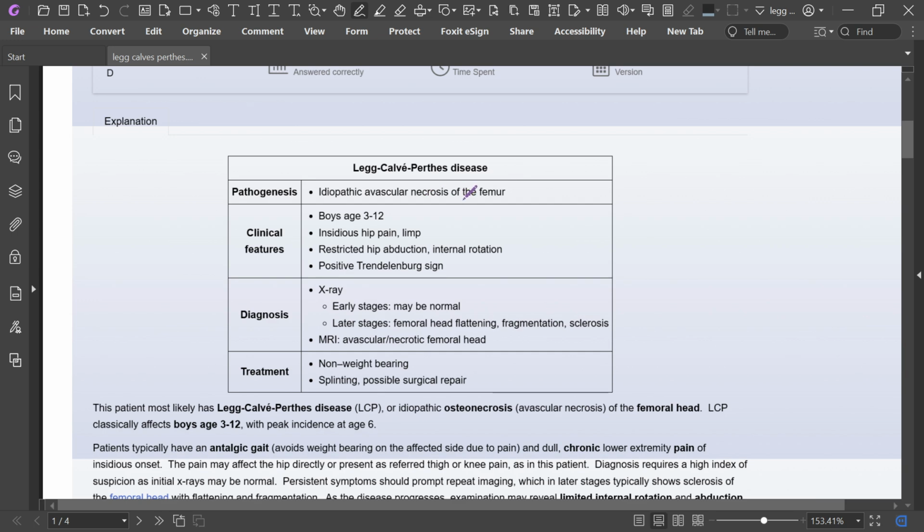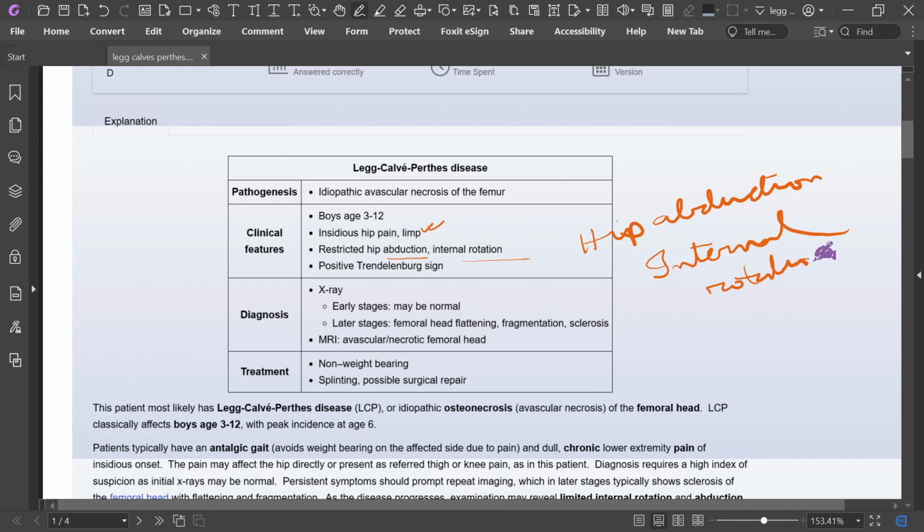It occurs in a boy aged 3 to 12. This boy is 6 years old. There is insidious hip pain and limp. There is restricted hip abduction and internal rotation, and there is a positive Trendelenburg sign.